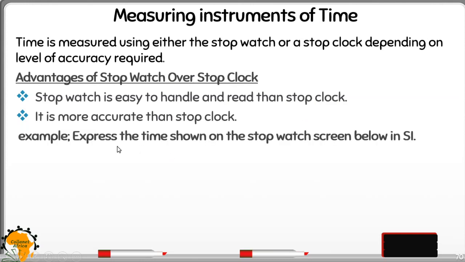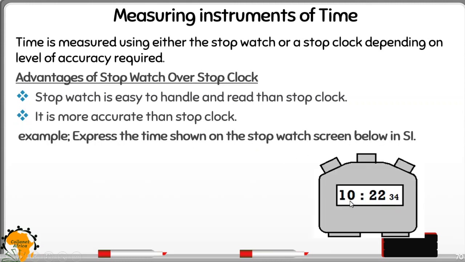We have an example. Express the following that is shown on our screen in SI unit. Our screen is this one. Whenever you have a stopwatch, note that this part represents the minutes, then we have the seconds, then we have the centiseconds. So we continue. The minutes, you convert them into seconds. So we have 10 multiplied by 60. Then the second one is already in seconds, you just add.